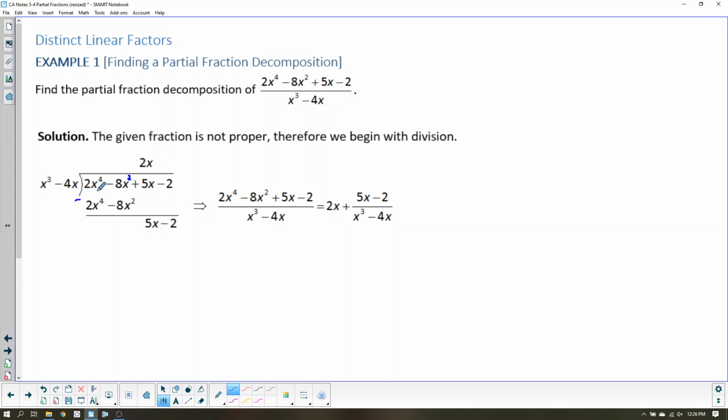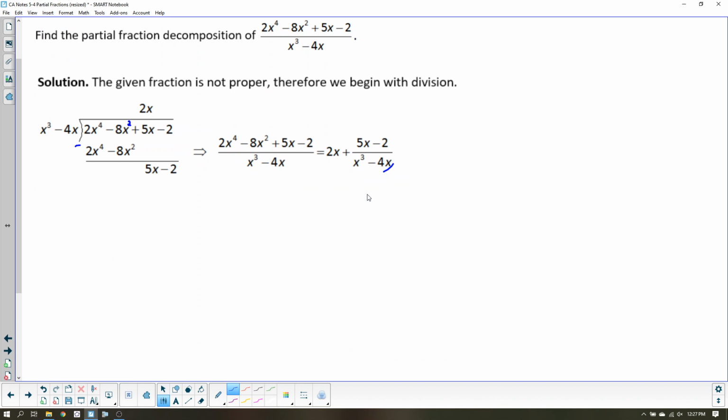Okay, then you subtract down. So these cancel, those cancel, and there's nothing to subtract from this, so it drops down. That's the only step that we have to do because the degree of this is now greater than this. So this is your remainder, and this is your quotient. So the way to actually write that out is you've got your quotient plus the remainder over the divisor. This is now a proper fraction. So this is what we're going to do the partial fraction decomposition on.